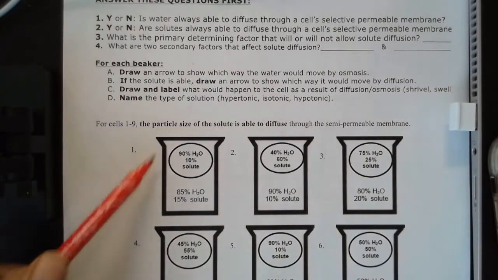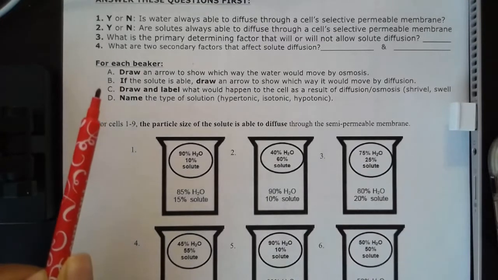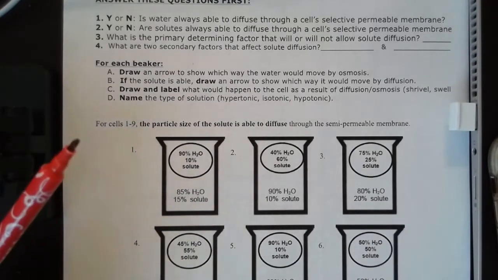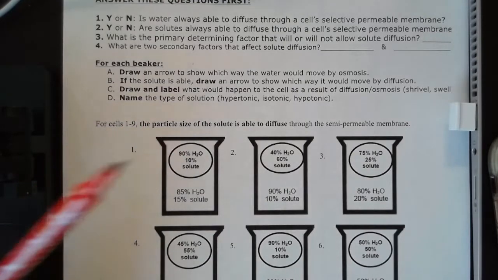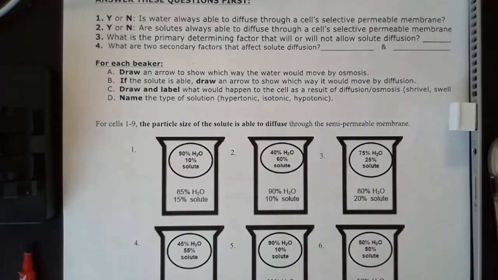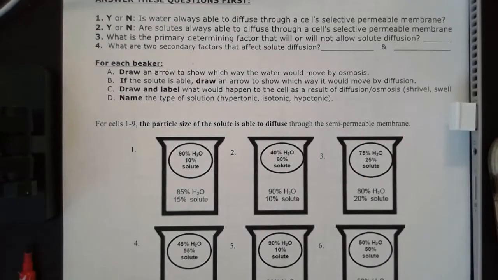So for each beaker, you have to follow the directions at the top, A, B, C, and D. A tells us to draw an arrow to show which way the water will move by osmosis. B says if the solute is able to move, draw an arrow to show the way that it would move by diffusion.